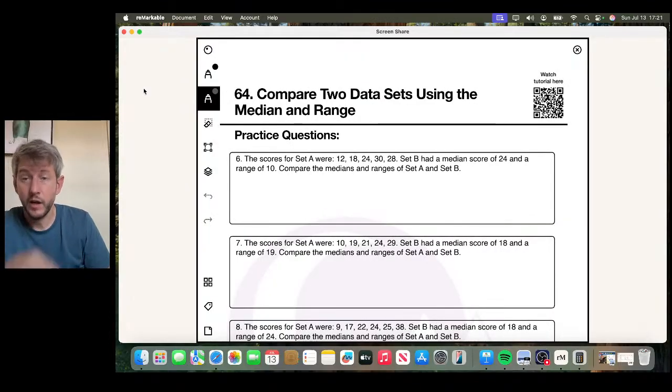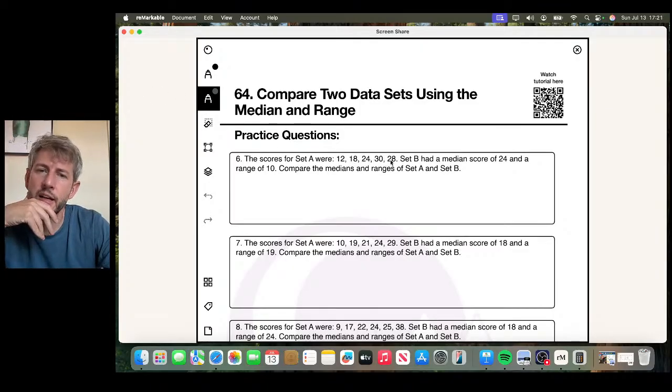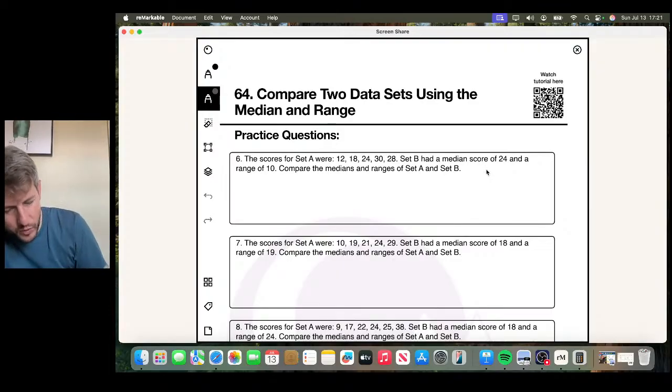Right. Okay, question 6. The scores for set A were 12, 18, 34, 30, 28. Set B had a median score of 24 and a range of 10. Compare the medians and ranges for set A and set B. Okay, oh, we've got to work these out. Okay, so they've put them in order, which is nice.